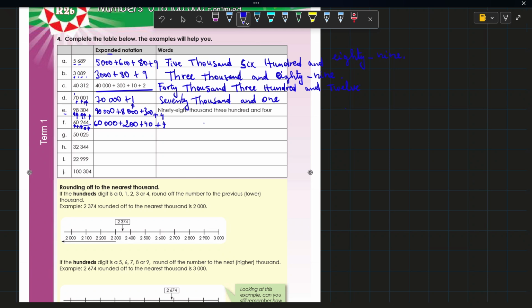And how do we say it in words? Well, this is 6. Okay, no, in words. Let me just delete this. Okay, let me go backward. So this will be 60,000.